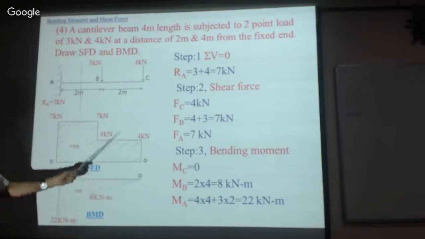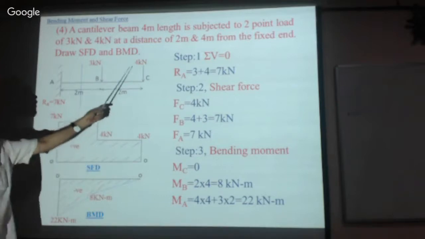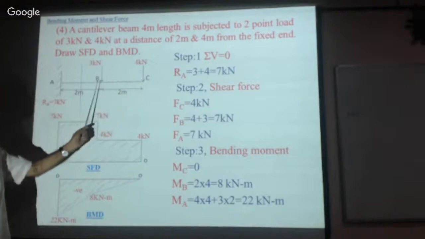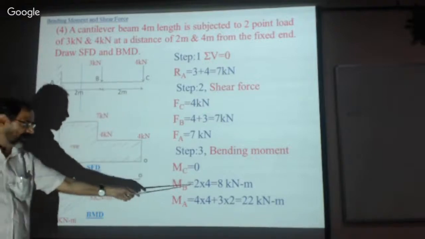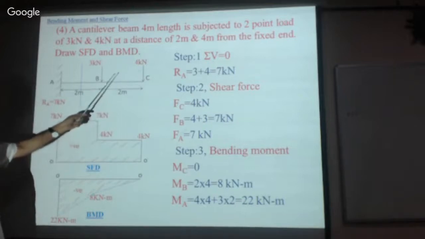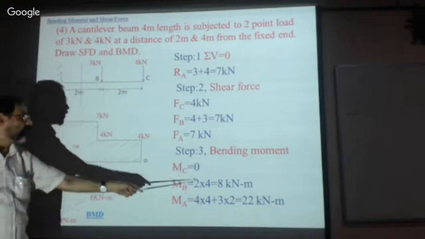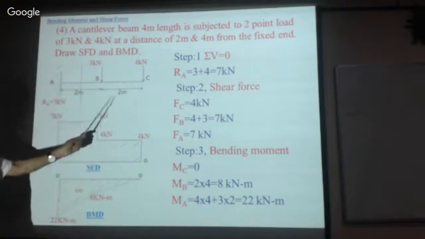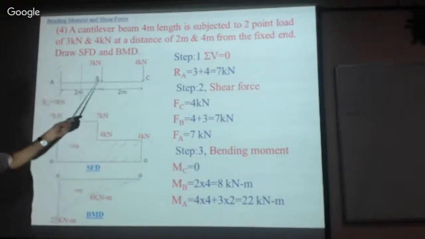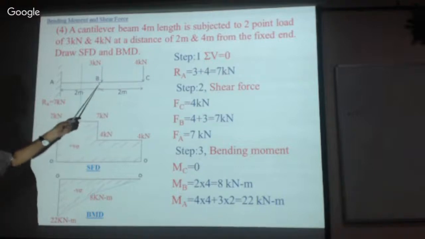Moment at C is equal to 0, and now calculate the moment at B. To calculate the moment at B, it is 4 kN into distance, 4 kN into 2 meter, which is 8 kN meter. The bending moment at this point is 8 kN meter.